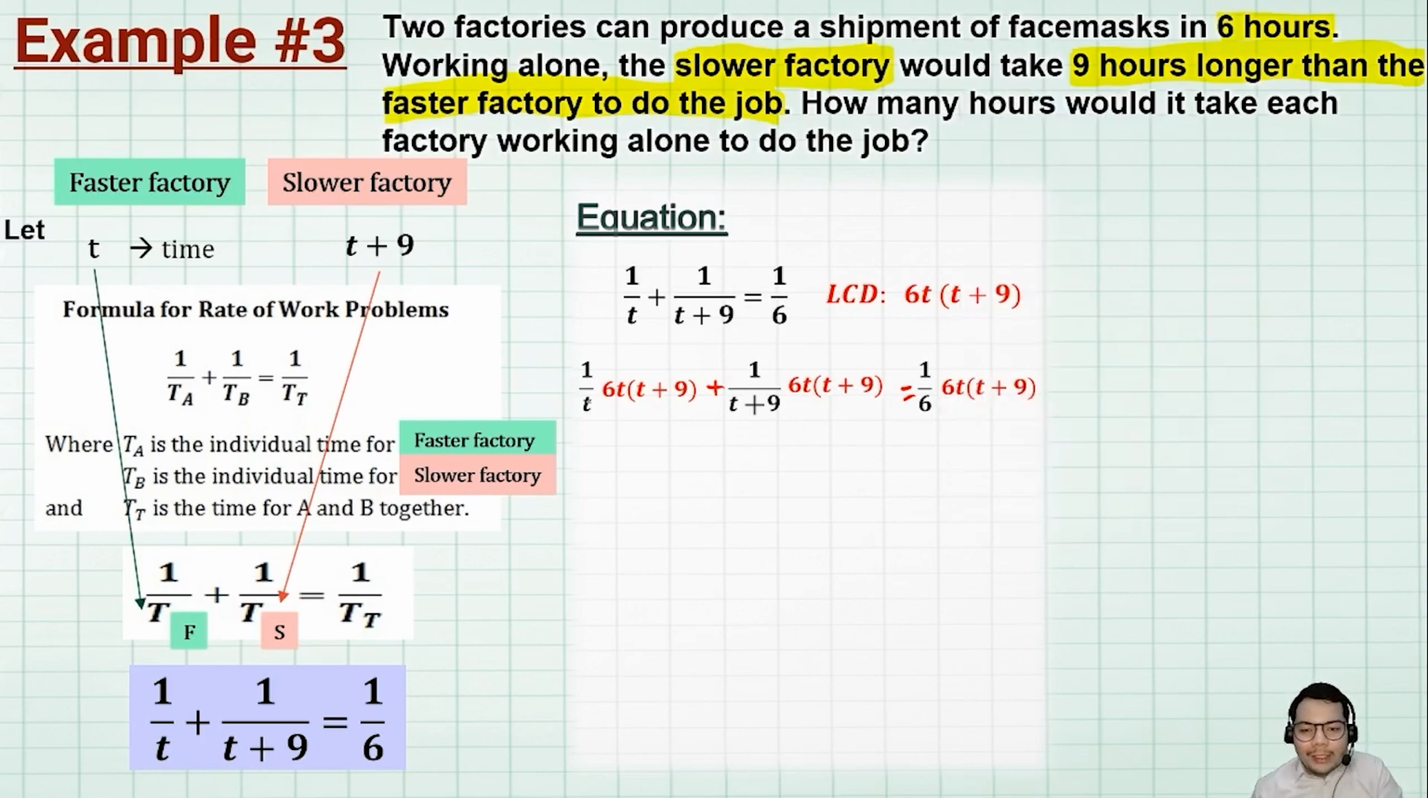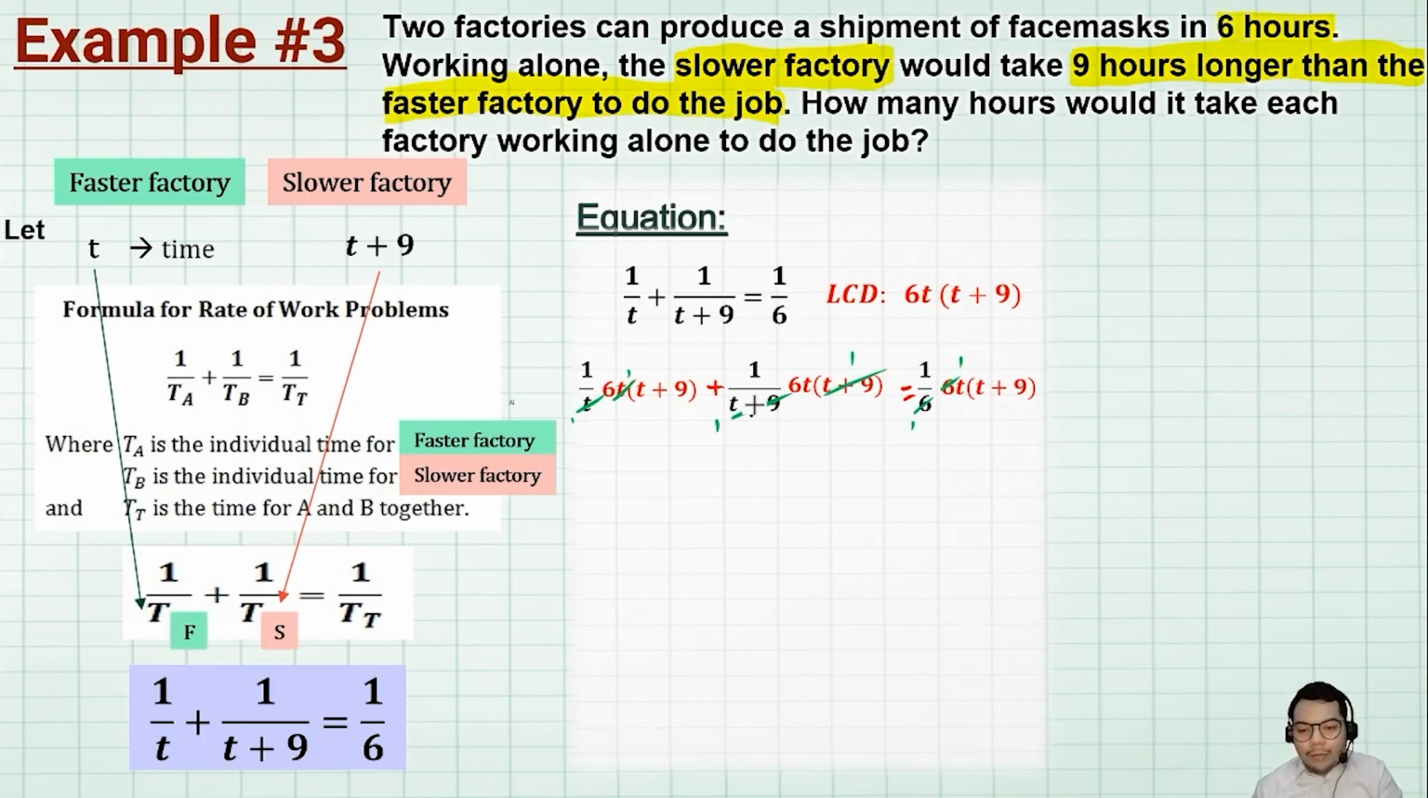Yan. So, since the denominator has t and this has t, so pwede natin silang i-divide. So, t divided by t is equal to 1. So, pwede natin matanggal yan mamaya. Then, dito naman, so this is t plus 9. So, we can simplify them. Parehas na silang may t plus 9. Therefore, this will be equal to 1 and this will be equal to 1. Simplified na siya. Then, for the right side of the equation, the denominator and the LCD both has 6. So, we can divide 6 divided by 6. Therefore, they will be both equal to 1.